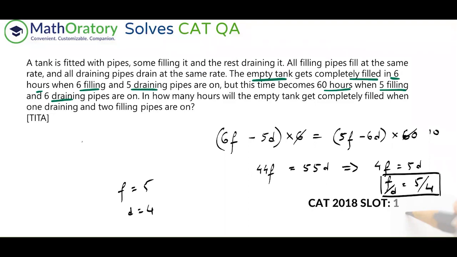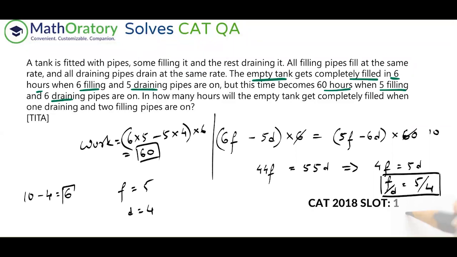So if I do that, the total work, by the way, comes out to be 6 into F, so 6 into 5, minus 5 into D, so 5 into 4, into 6. So this should be the total work, right? So this comes out to be 30 minus 20, that is 10 into 6, 60. So 60 units is the total work that we are completing. And we are looking for how many hours it will take, provided there are two filling pipes and one draining pipe. So if there are two filling pipes, each hour there will be 10 filled and one draining pipe, so there will be 4 emptied. So every hour we are filling in 6 effectively. We need to fill 60, so we will require 10 hours for that. So the answer here is 10.